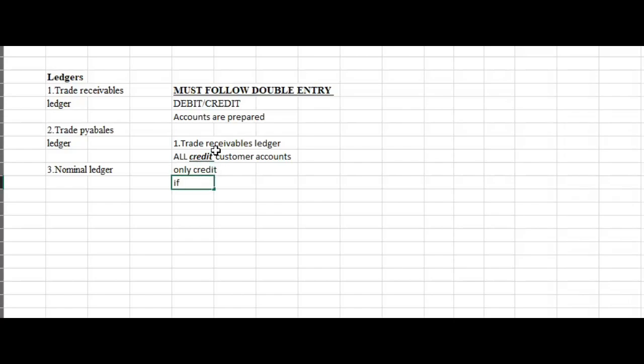It is important to remember that we only keep accounts for credit customers. If a customer pays immediately and does not take a credit period, there is no need for the business to create a personal account for them. These transactions are simply recorded in the cash book.